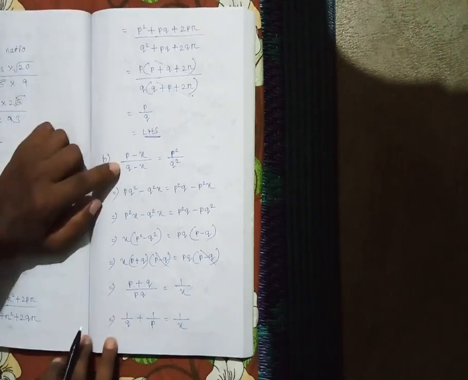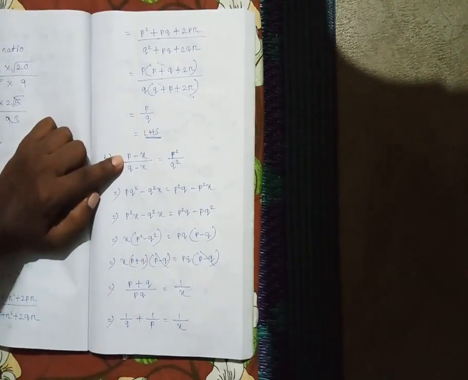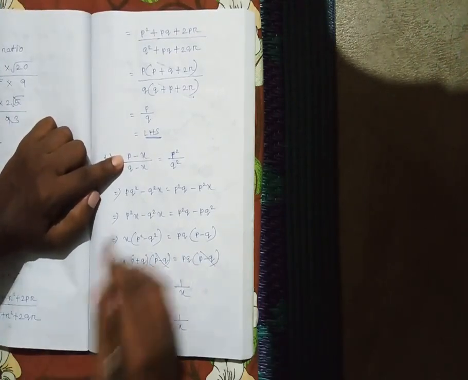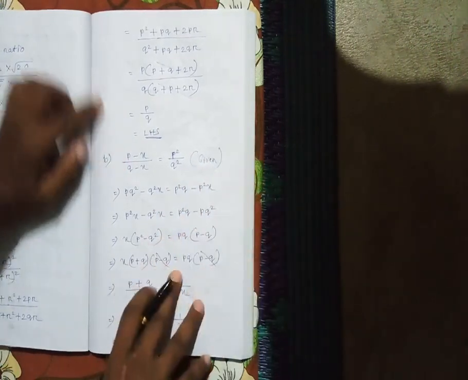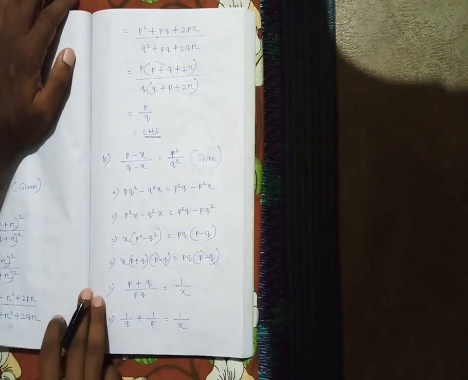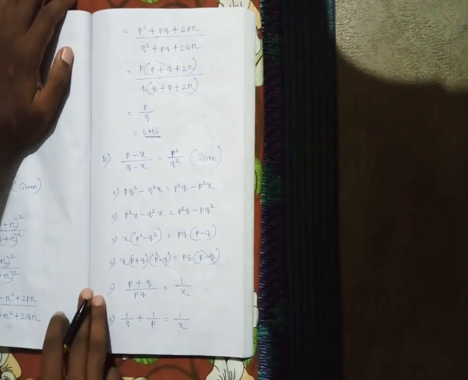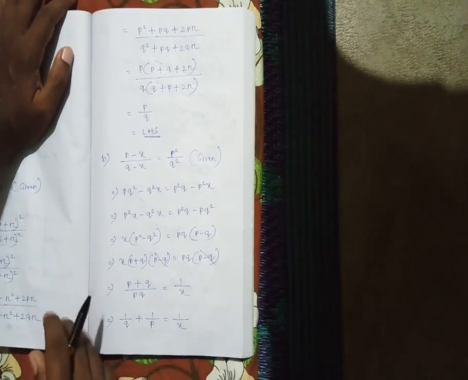It is given that (p minus x) by (q minus x) is the duplicate ratio of p by q. So (p minus x) by (q minus x) is equal to p square by q square. This is given. We have to prove that 1 by p plus 1 by q is equal to 1 by x. It is given in the book.